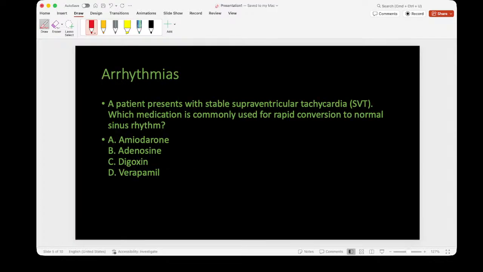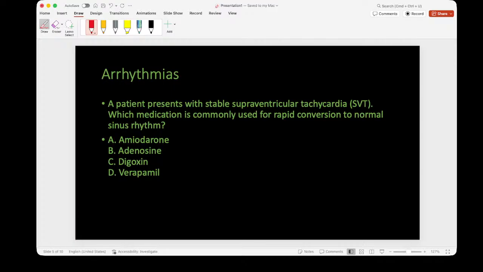Next one here is arrhythmias. As I mentioned earlier, it's important to note the antiarrhythmic groups. There's four types: class 1, class 2, class 3, class 4. Class 1 being the sodium channel, class 2 beta blocker, class 3 potassium, and then class 4 which is calcium channel blocker. And so you can probably already see some of these, but the question here is: a patient presents with stable supraventricular tachycardia. Which medication is commonly used for rapid conversion to normal sinus rhythm?